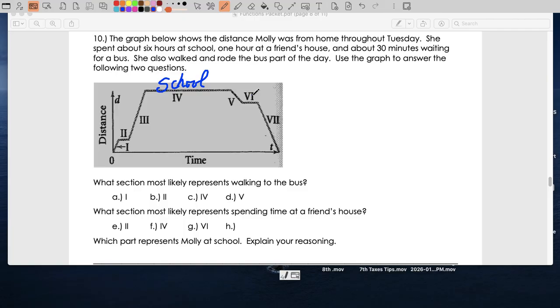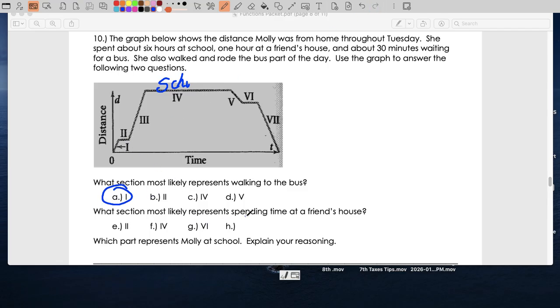Walking to the bus would be right here. She walks to the bus, waits for 30 minutes. So this section here, walks to the bus. So section, oops, they have that line already. So section 1 would be walking to the bus.